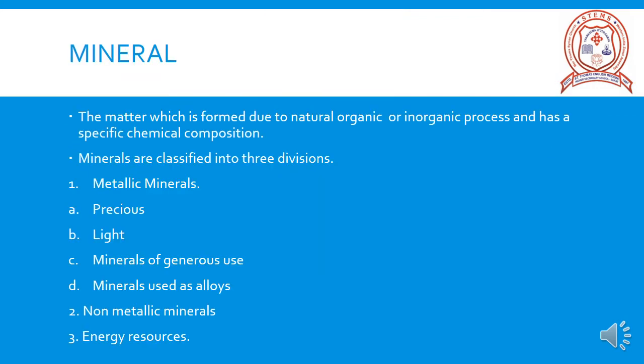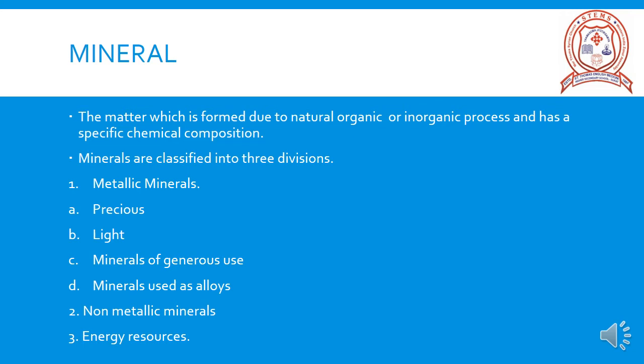Now we can learn about minerals. A mineral is a matter which is formed due to a natural, organic or inorganic process and has a specific chemical composition. Minerals are available on the surface of the earth. We can classify minerals into three categories: metallic minerals, non-metallic minerals, and energy resources. In our daily life, nearly 200 minerals are used directly or indirectly.